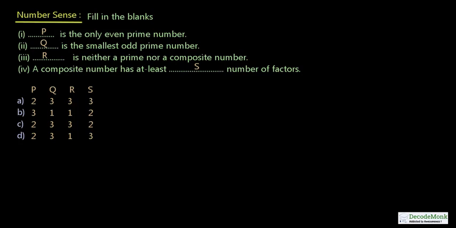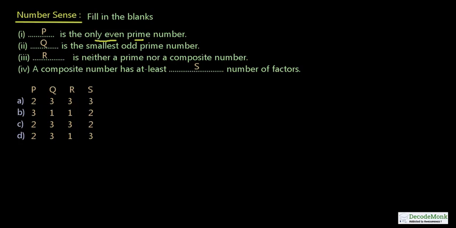The first is: P is the only even prime number. Even if you do not remember, please look into the options. Do not leave the questions. So P is the only even prime number. Prime number means the number which is divisible by 1 and by itself.